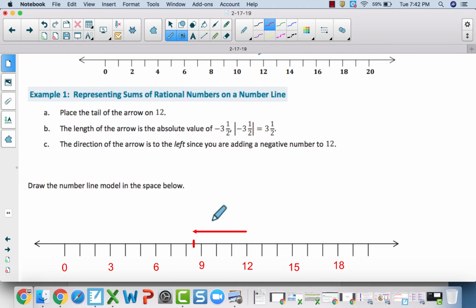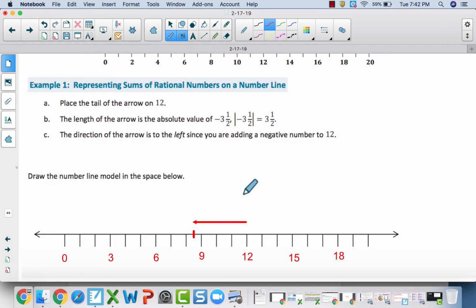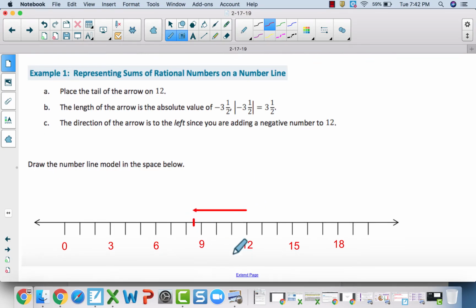In this example number 1, we're solving the same problem, but we're starting at 12 because our first integer is 12, and then we're just moving to the left 3.5. So we end up with 1 arrow instead of 2. Now, both approaches are fine and correct, but the more strategies we have in our tool belt, the more types of problems we're able to attack.